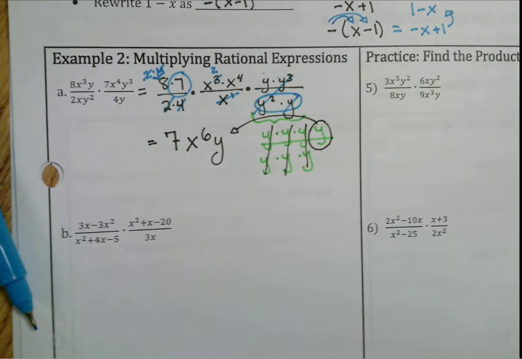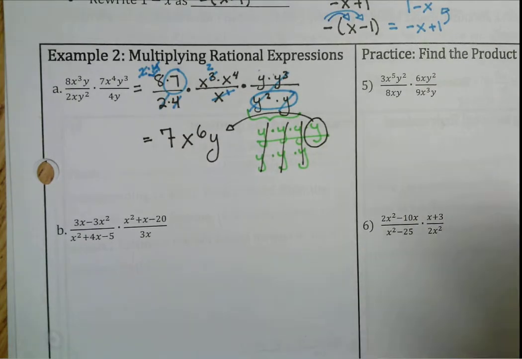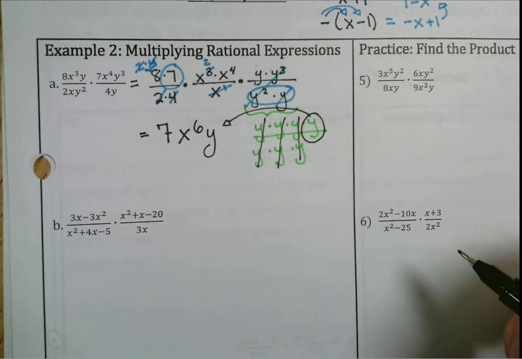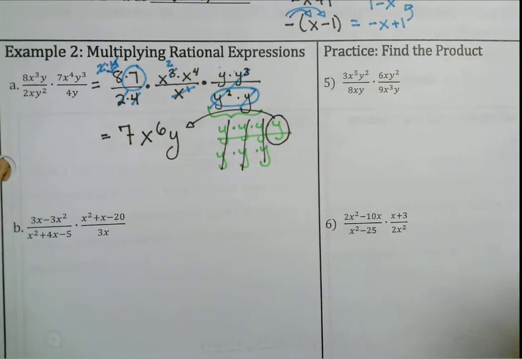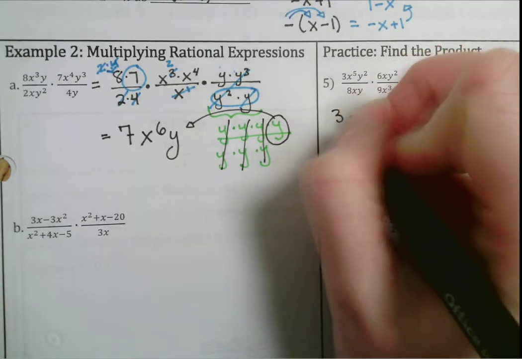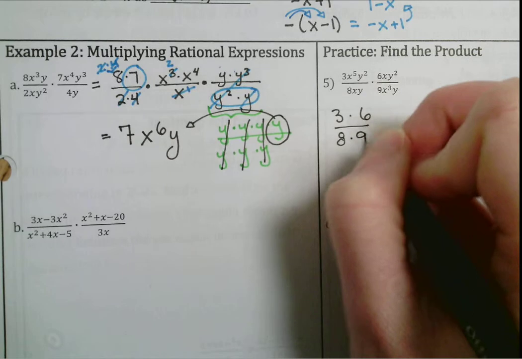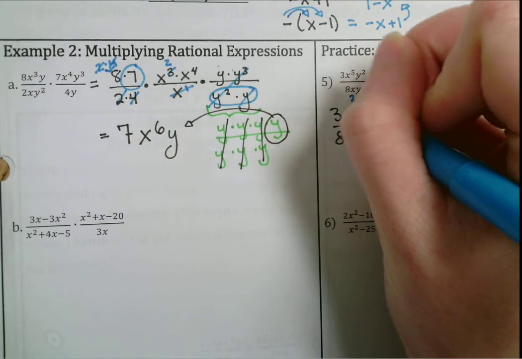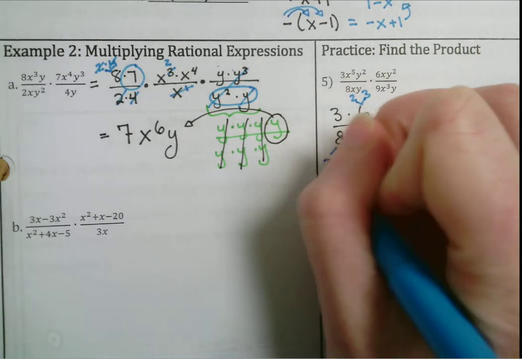So, question 5 is very similar. The constants work out a little different with that one. So what I recommend doing is saying, okay, I'm still going to group those constants together. I have a 3 times 6 divided by an 8 times 9. But once again, this 6, well, that's the same as a 2 and a 3 together. This 8 is the same as a 2 and a 4, and this 9 is a 3 times a 3.